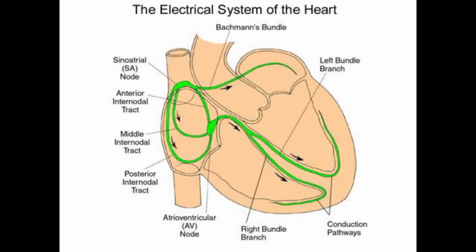Okay, so mainly contain SA node. As I told, the SA node is present at the right atrium near the opening of superior vena cava. So this is superior vena cava, and this is inferior vena cava. Near the opening of superior vena cava, the SA node is present.